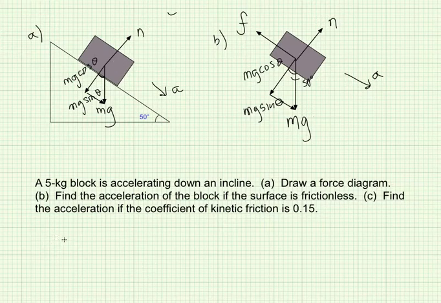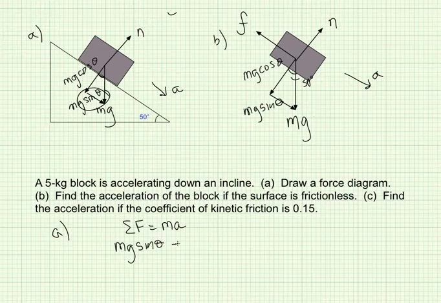All right, so for part A, it asks you to find the acceleration of the block. So I'm going to start, as I always do, with the sum of the forces equals the mass times the acceleration. Now in this case for part A, which force is going down the incline? Which force is causing that acceleration down the incline? And we know it is this force. Now it's not mg, but it is mg sine of theta. And that's going to equal ma.